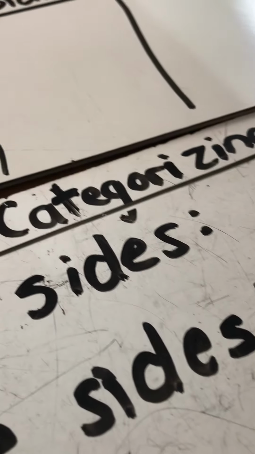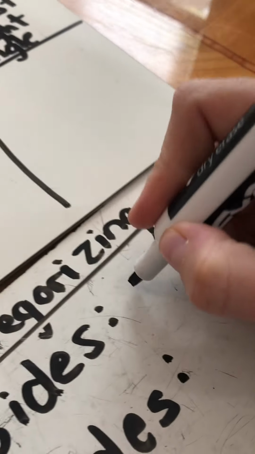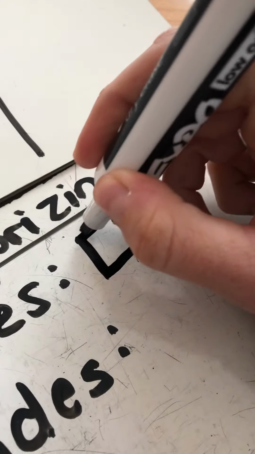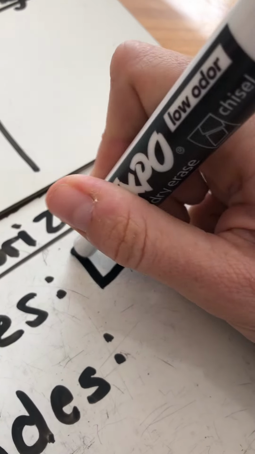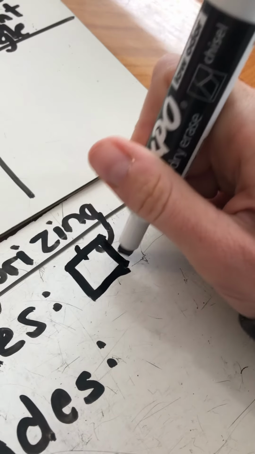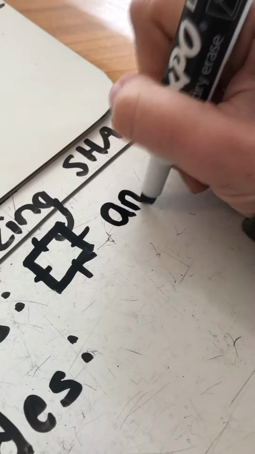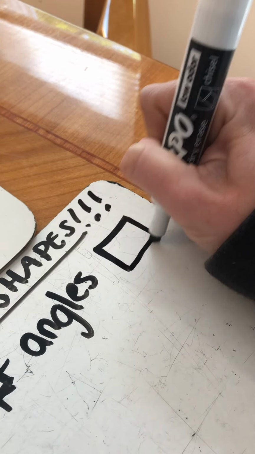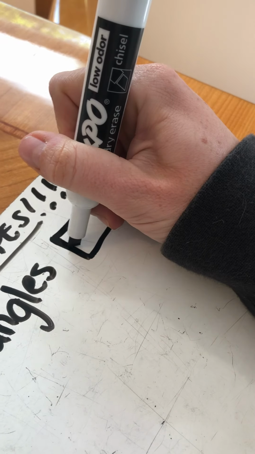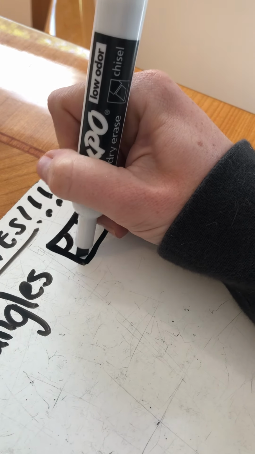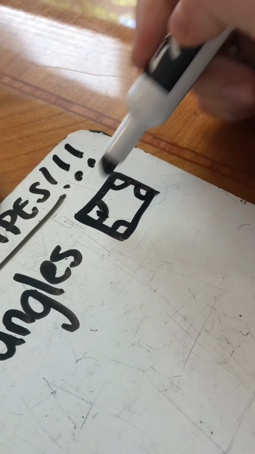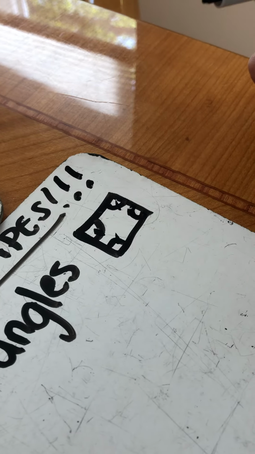The first one is very easy, sides. So if I have this square here, what would be the sides? These are the sides. This square has 1, 2, 3, 4 sides. Now if I wanted to know about angles, they are these. This has 4 sides and 4 angles.